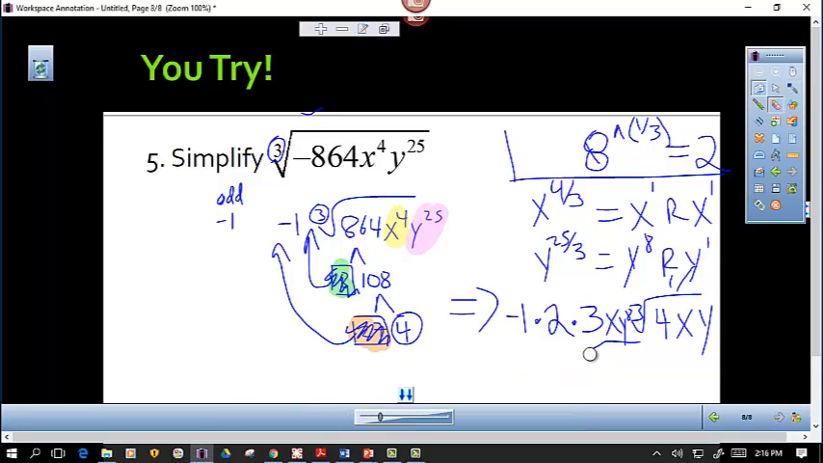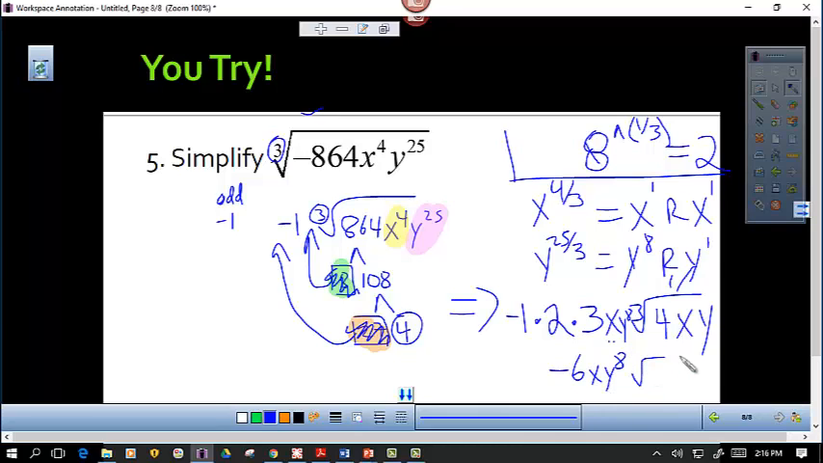So now if you want to clean this up and simplify it, you do the negative 1 times 2 times 3, which gives you negative 6, x, y to the 8th. Then you have your index of 3, 4x, y. Nice, long, and ugly problem, but that is the end result.